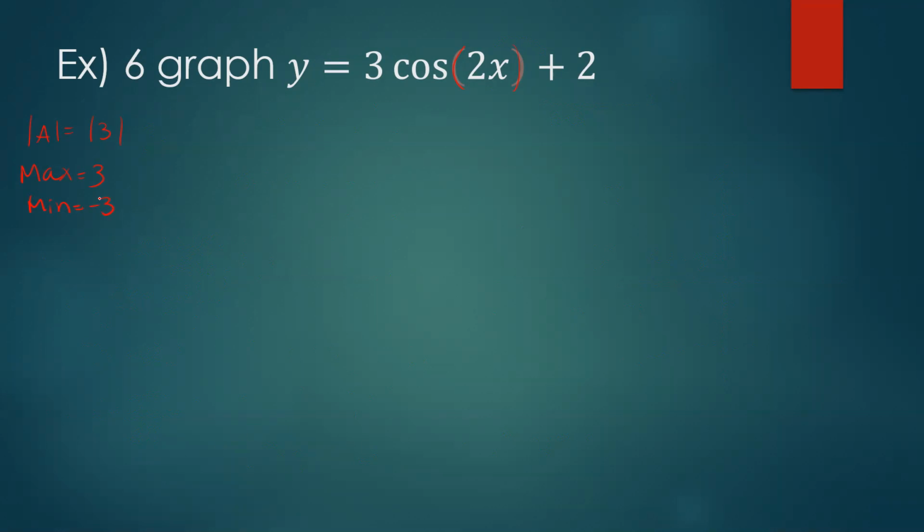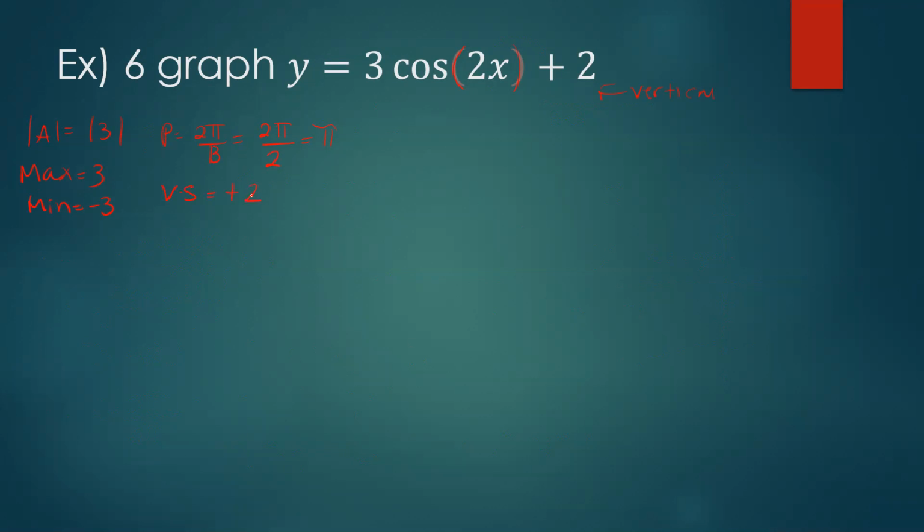And then what else do we know? Let's find our period. Our period is 2 pi over b. What's my b? It's the number in front of x, so our b is going to be 2. So it's 2 pi over 2. That's pi. And then this +2, what does this +2 mean? That is called our vertical shift, right? So we have a vertical shift of +2.